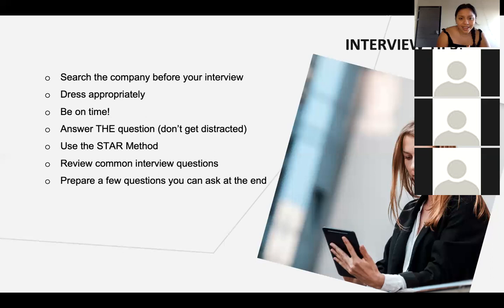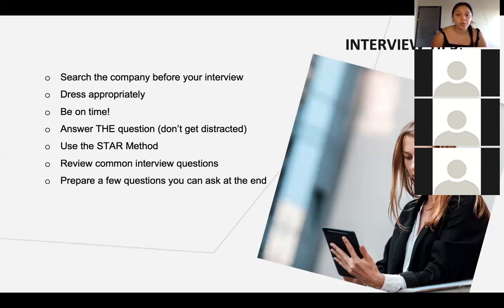And then answer the question. Don't get distracted and go in another direction when you're answering a question. Go straight to the point. Use the STAR method. I'm going to explain a little bit more about it in a bit, but it is a good way to answer a question.